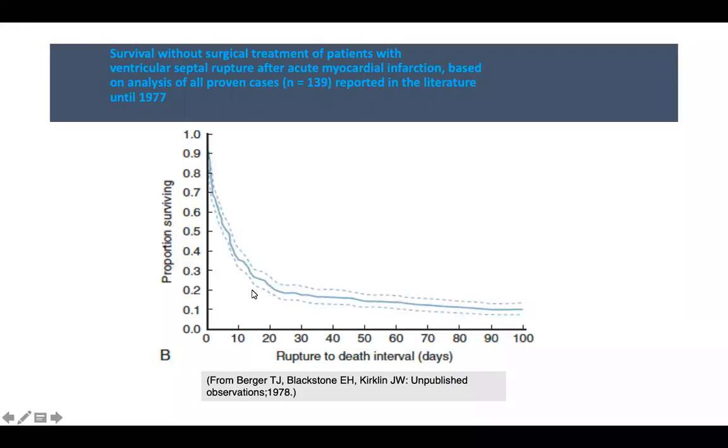If you see this slide from the literature, this is the largest series, 139 patients in 1978. Earlier the mortality was very high. By 1 month, most of the patients are dead, 80%. Those who survive may stay in heart failure, but they may make it to 1 or 2 years, or even get spontaneous closure if the defect is very tiny. So only those with a small defect survive.